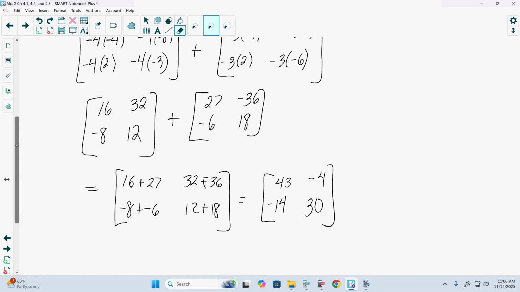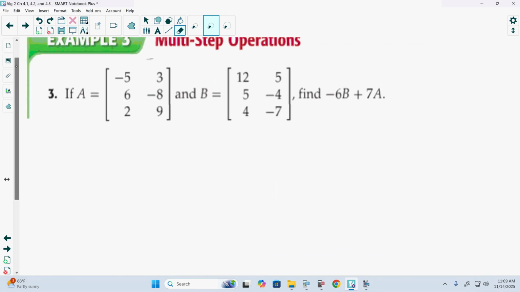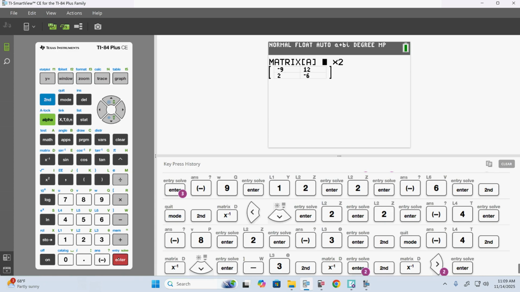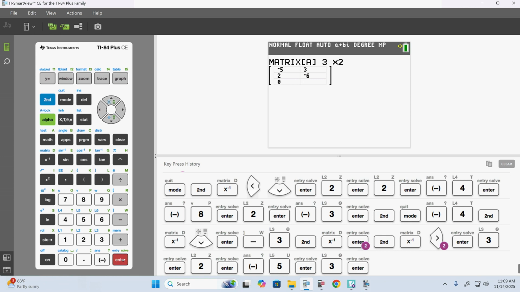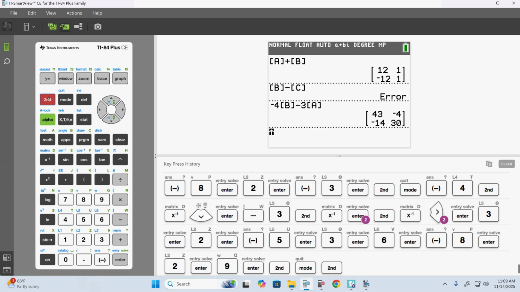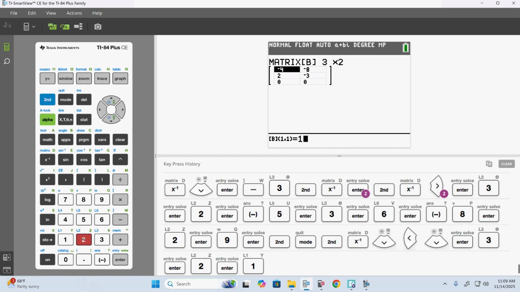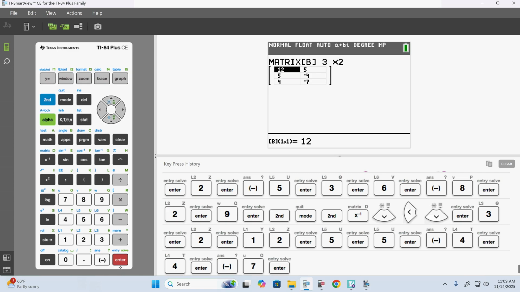Questions on this here? Questions on either so far? Because even if we wanted to do this here, we could do it in the calculator pretty easily. We go second matrix, 3 by 2, negative 5, 3, 6, negative 8, 2, 9. Second quit, second matrix. Over to edit, we type in B, 12, 5, 5, negative 4, 4, negative 7.